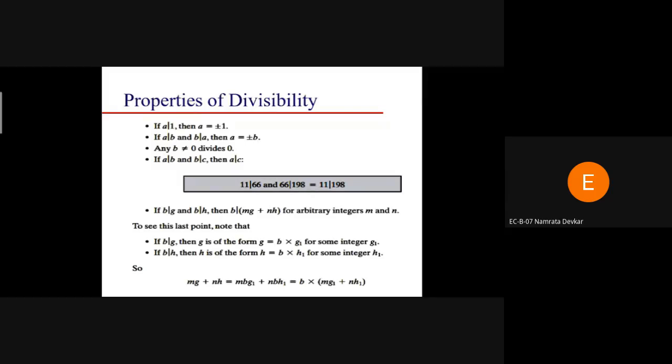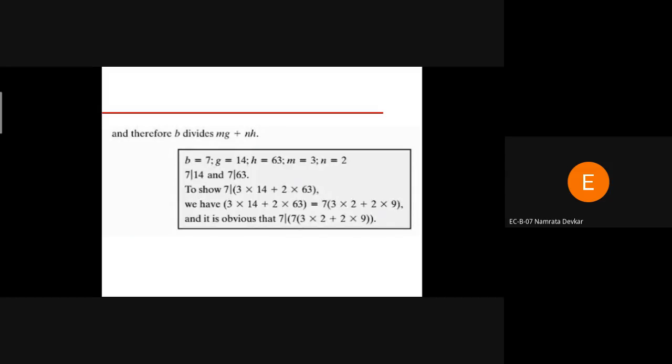For that, we can take one example. In the example, we consider two numbers. Everyone, now focus on your screen. How can we consider two numbers which are divisible completely, are equal? For that we can take one example: the integer b divided by g and b divided by h, then we can say that b divides mg plus nh. How can we justify this particular property? For that, we can take a particular example.